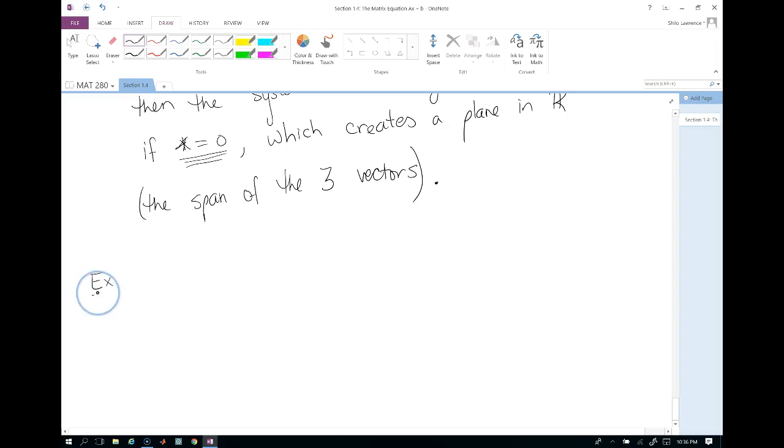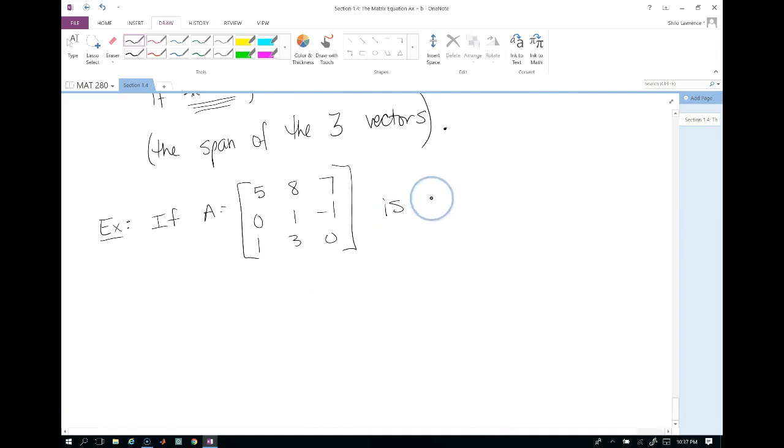This concept is kind of confusing. I would like you to try this one on your own. So if A equals 5, 8, 7, 0, 1, negative 1, 1, 3, 0, is the matrix equation AX equals B consistent for all values of B?